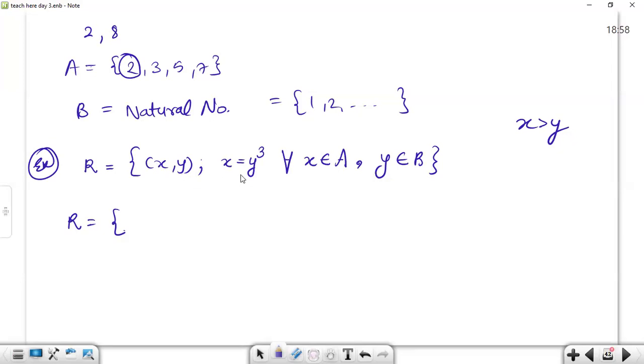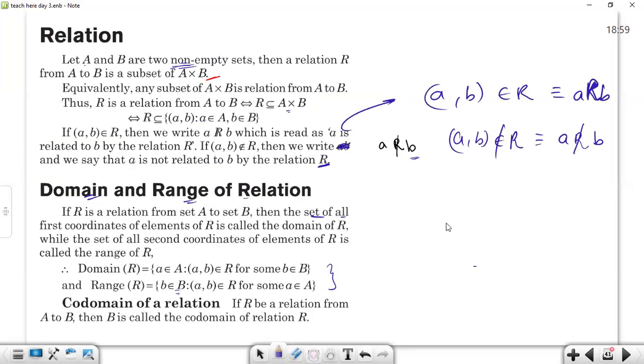No, I have made a mistake. I have made a mistake in writing here. It should be x cube is equal to y. Going back, let's check that.